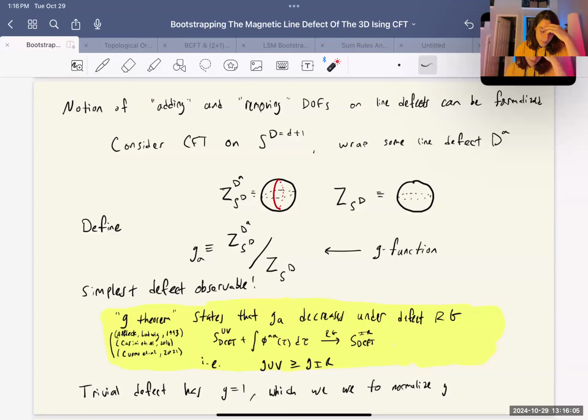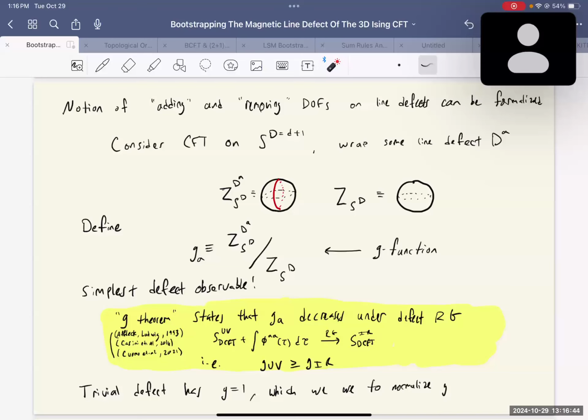If we start from some defect fixed point that has some value of G, and then we add an operator on the defect which is relevant, and again, that means the dimension is less than 1. That's this operator. I'll explain this notation more later. Then the statement is that the value of G in the IR fixed point is going to be strictly greater than, or sorry, it'll be the IR fixed point G will be less than the UV one.